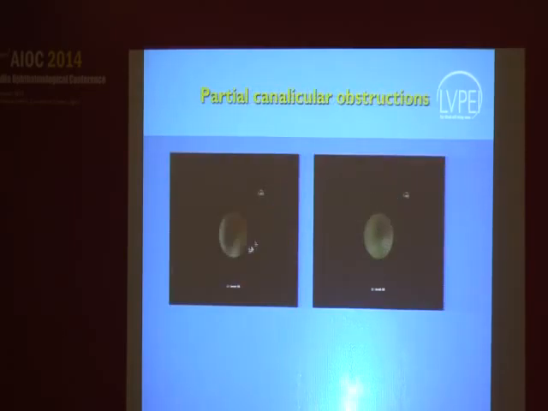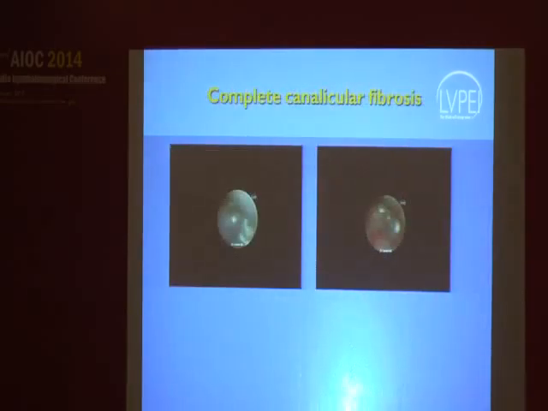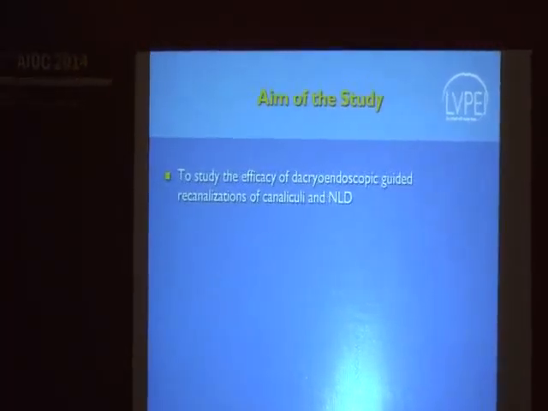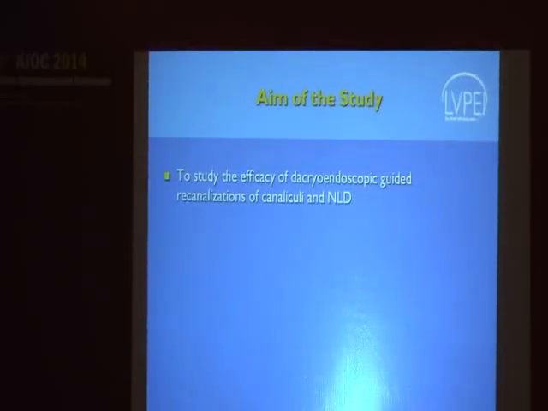It could be a partial canalicular obstruction, as you can see the haziness. Most of the time the fibrosis looks hazy and whitish, and this is an example of a complete canalicular obstruction, as you can see here. This is the mucosa, the red one that you see, and the entire thing is a chunk of fibrous clot.